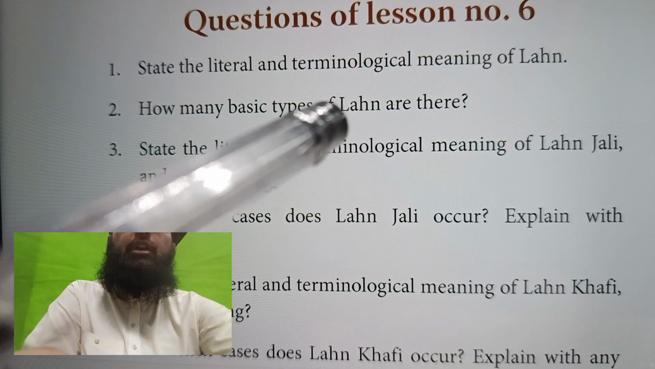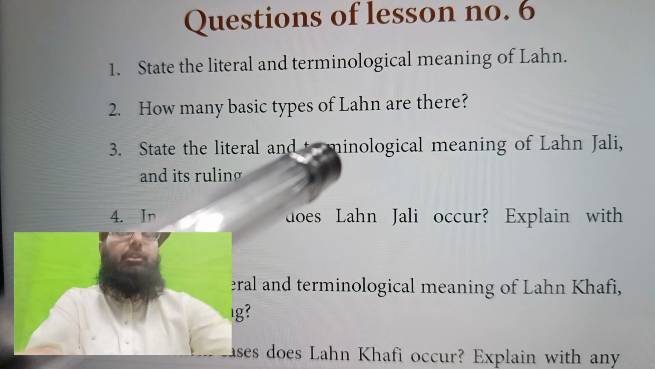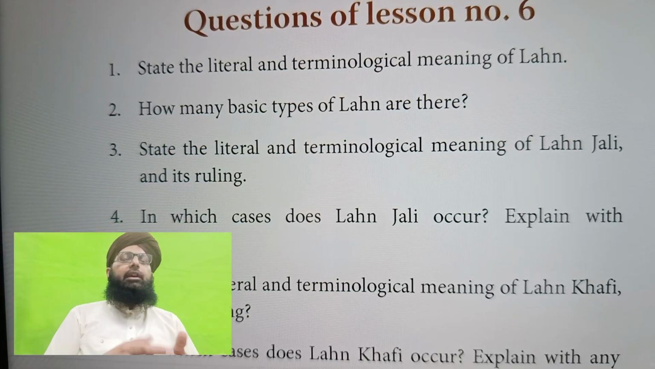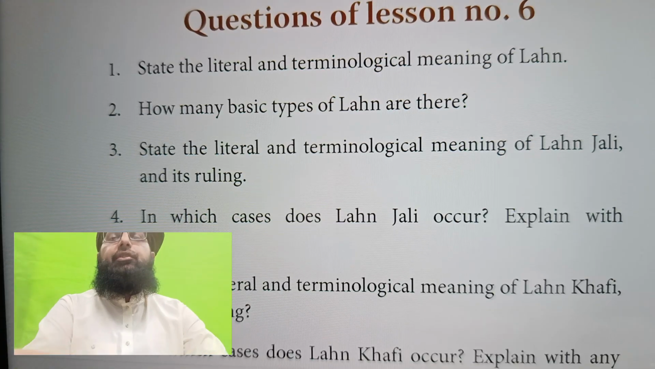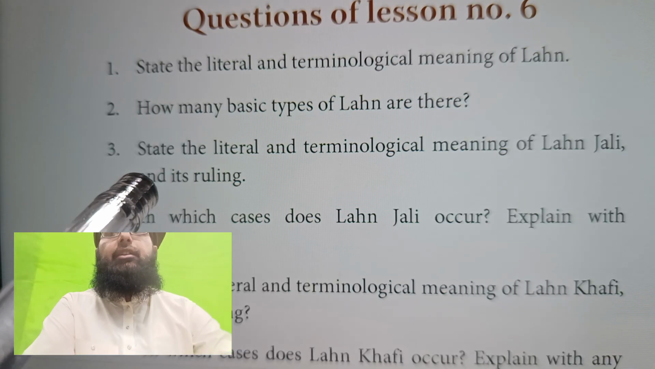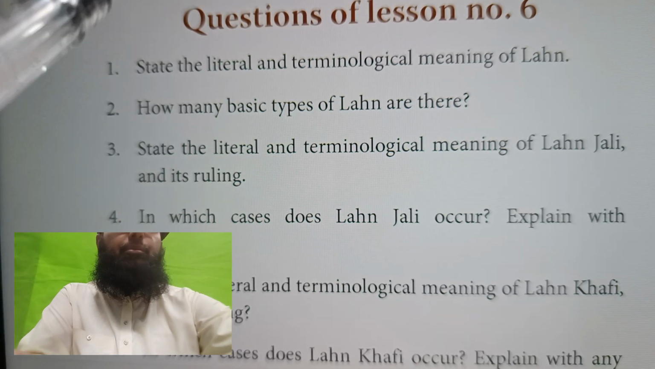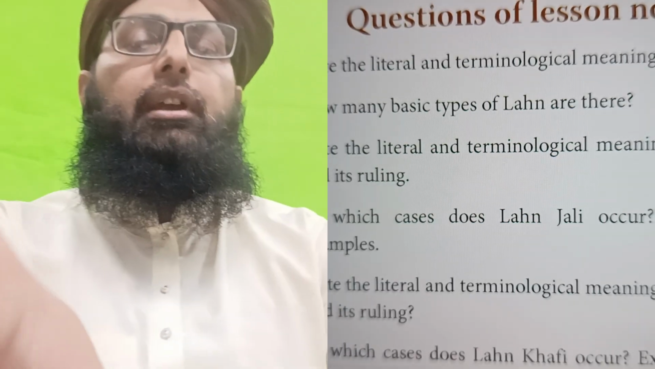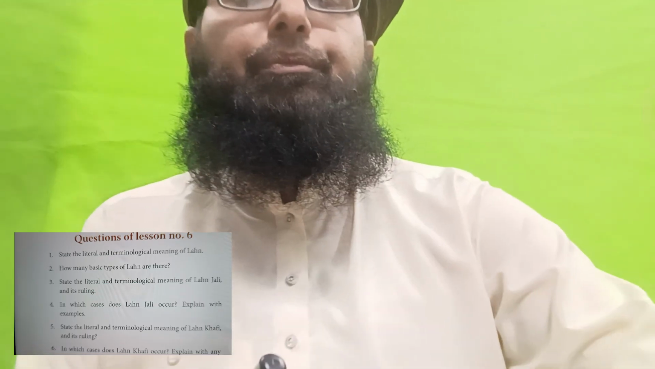Second question: how many basic types of Lahn are there? Two types. One of them is Lahn Khafi and the second is Lahn Jali. State the literal and terminological meaning of Lahn Jali and its ruling. Lahn Jali is a big mistake and it is haram. It is not allowed to commit this kind of mistake.